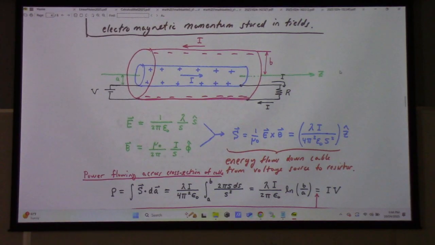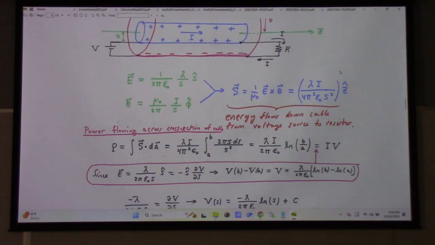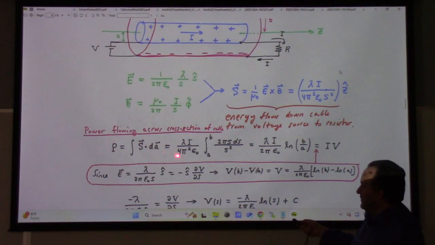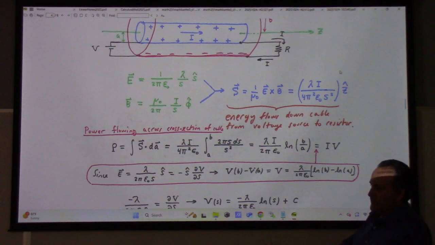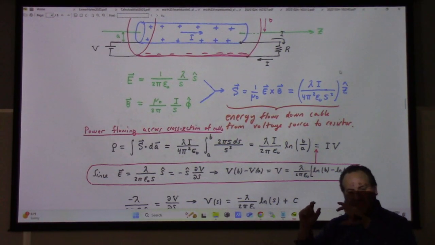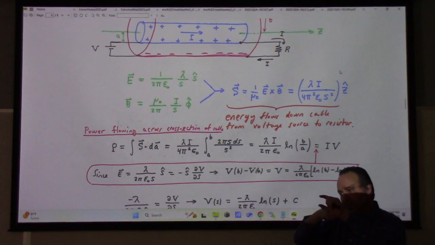So, that's energy per unit area time. So if we integrate that power density over area, this integral is a little bit slippery, but just so you understand, dA is 2 pi s ds. So what we're doing is chopping the area up into little ribbons of thickness ds, and they're 2 pi s all the way around.